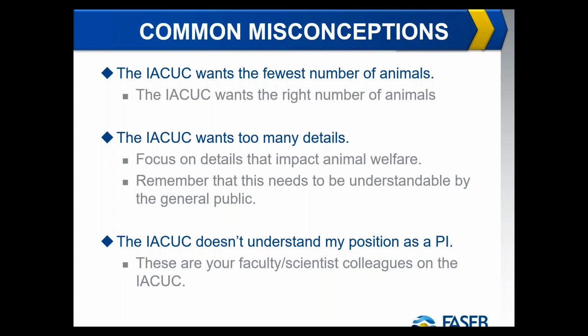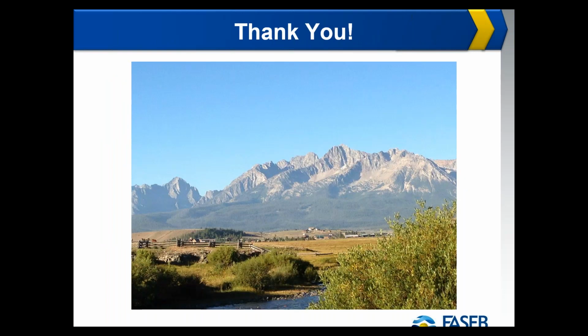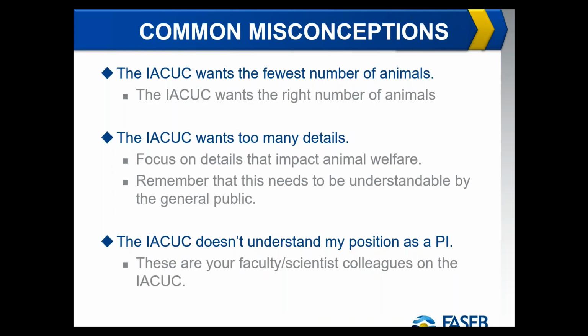Again, we have community members on our IACUC. We really do need to have what you're proposing understandable by our community members. And then finally, I'm often told that the IACUC just doesn't understand my position as a PI. Remember, the IACUC is primarily composed of your colleagues, your faculty and scientist friends that you see in the hall every day. So they are writing proposals, they are submitting AUPs. So they do understand your position.